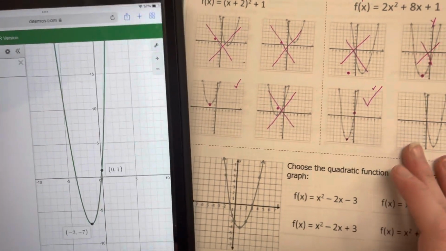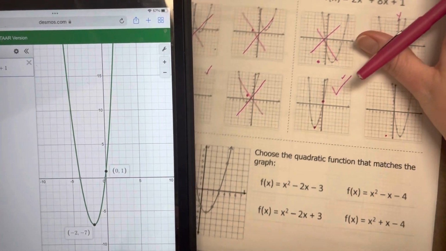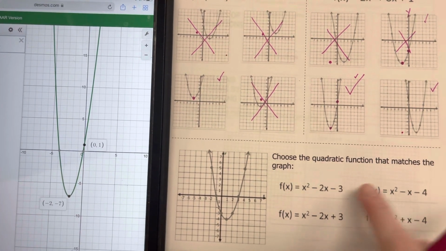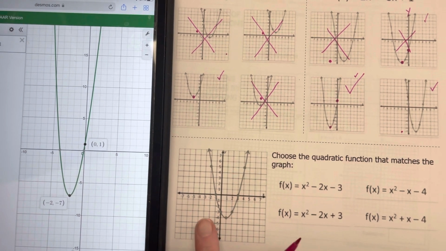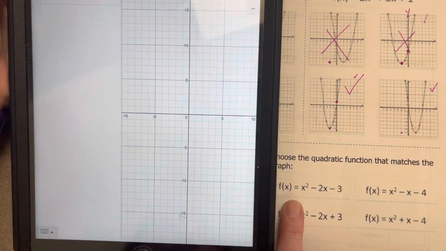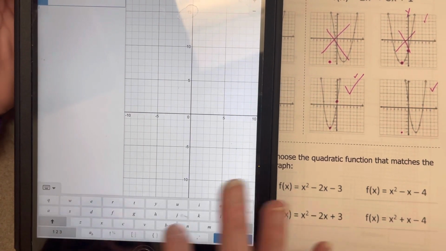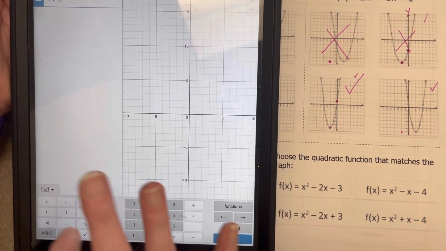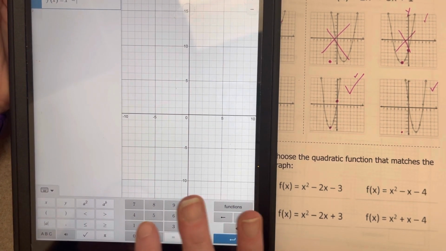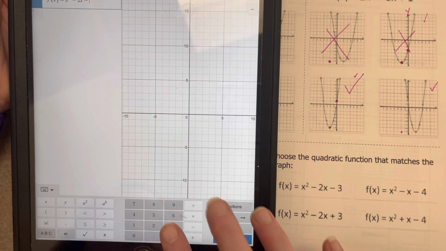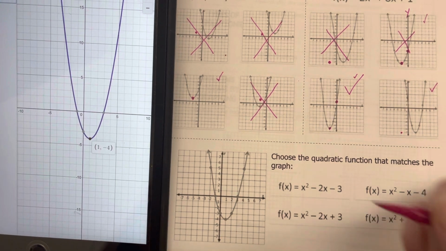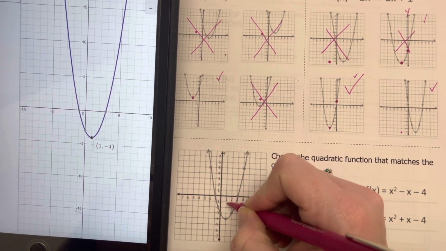Okay, and then my very bottom one, again it's the same thing, but now instead of matching different graphs to one equation, I have 4 different equations, and I need to figure out which graph this goes with. So go one at a time. We'll start with that first one and type it in. I have f of x equals x squared minus 2x minus 3. So if I look here, I have a vertex at (1, -4), over 1, down 4.